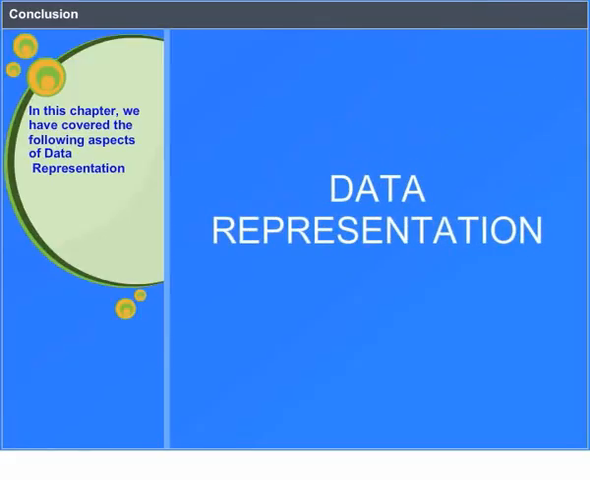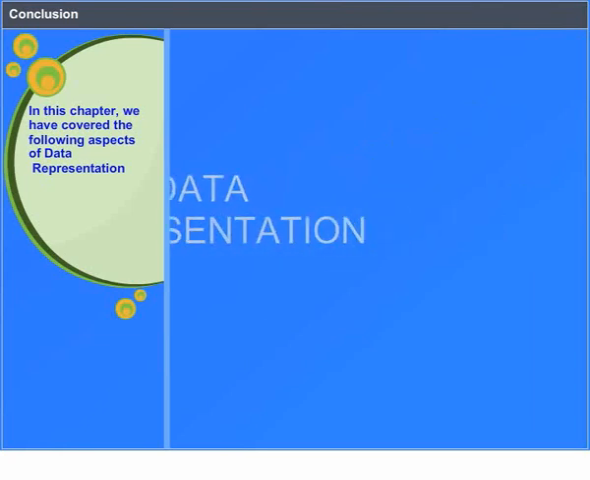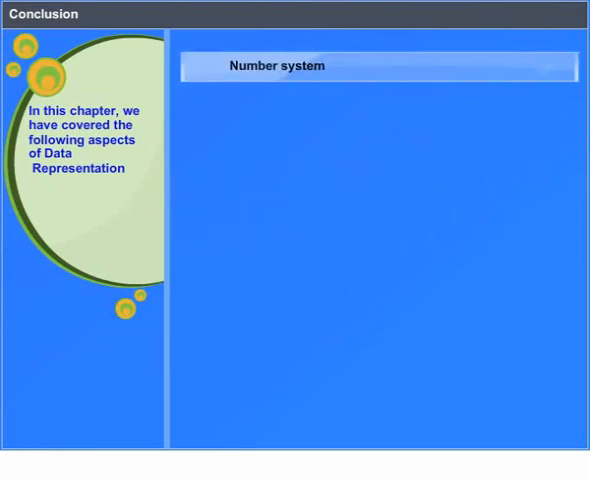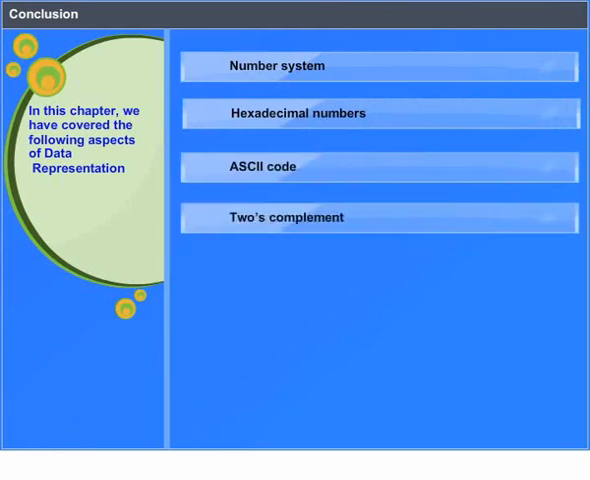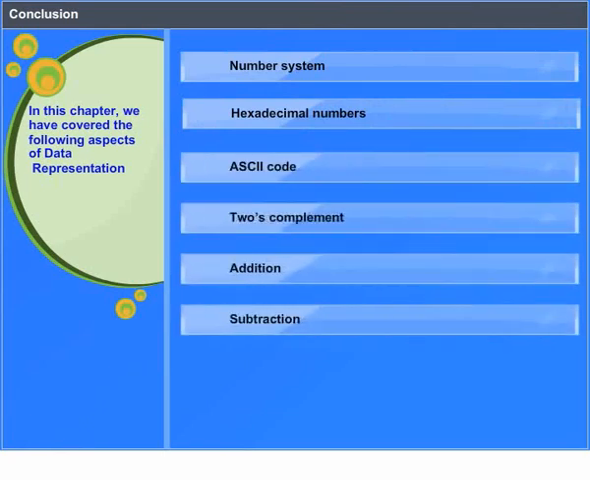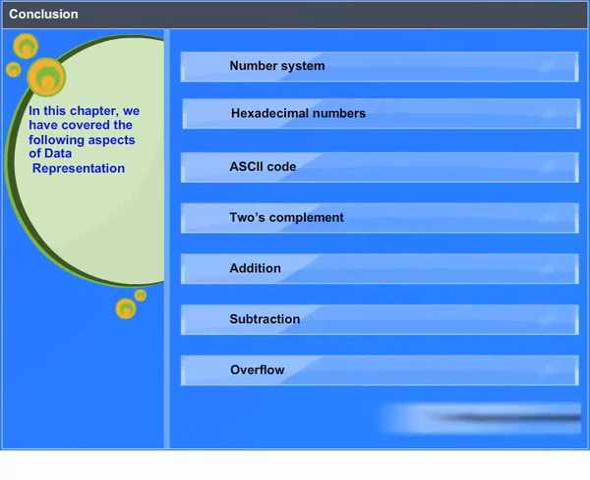Conclusion. In this chapter, we have covered the following aspects of data representation: number system, hexadecimal numbers, ASCII code, 2's complement, addition, subtraction, overflow, and floating point representation.